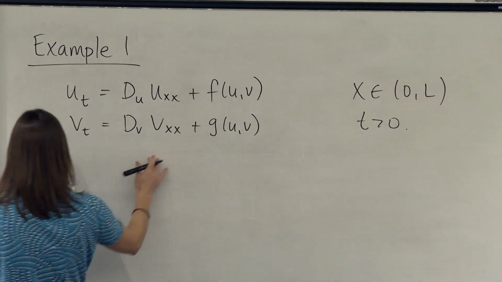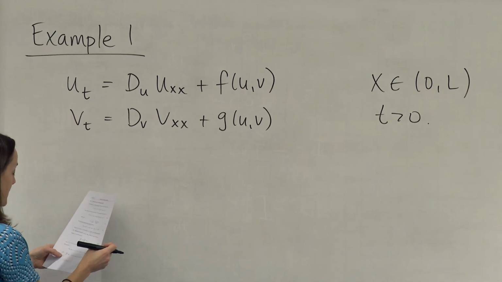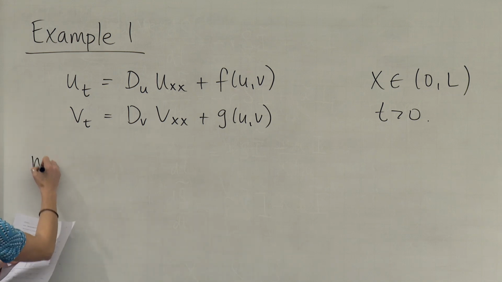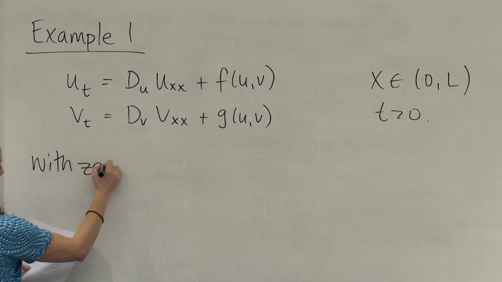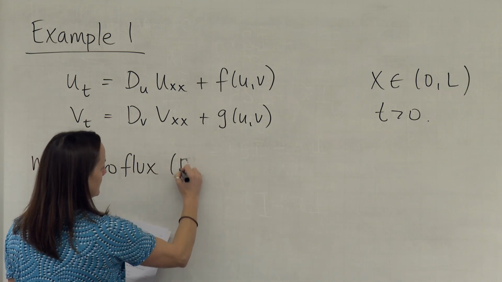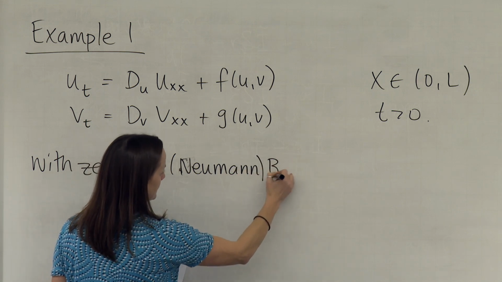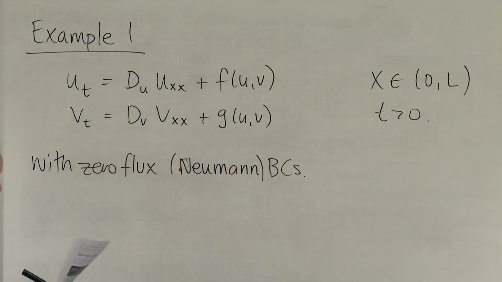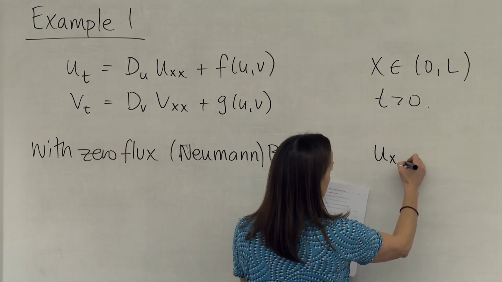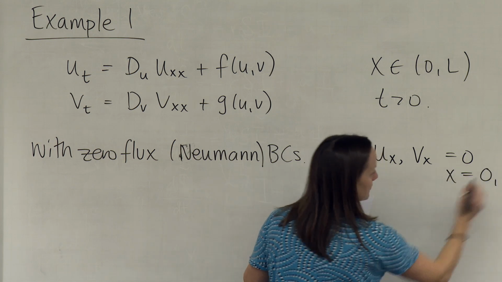And I'm going to choose zero flux boundary conditions on the boundary of my domain, e.g. Neumann. So what does that mean? It means effectively that ux and vx are equal to 0 for x equals 0 and L.